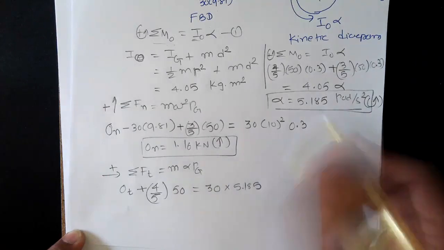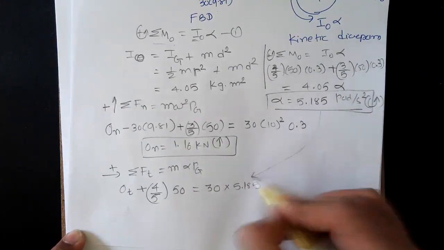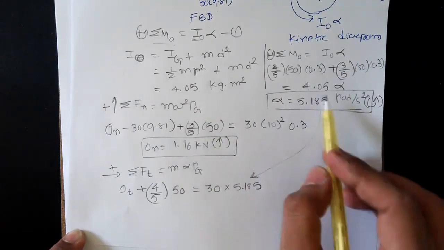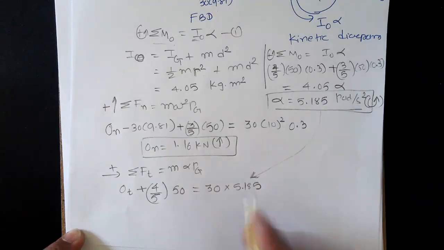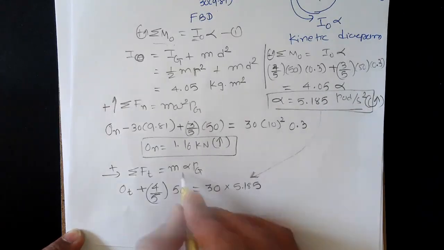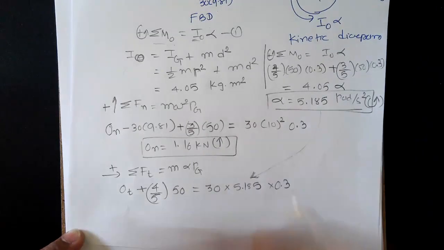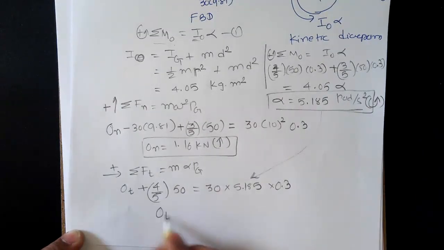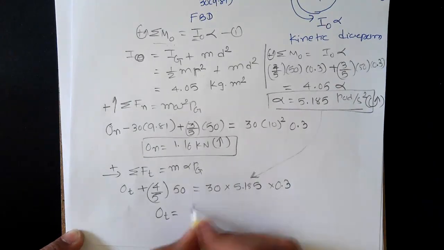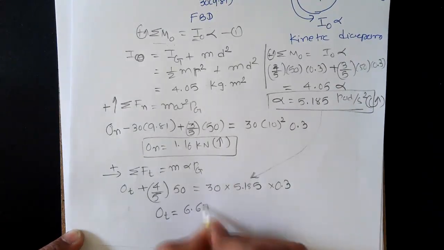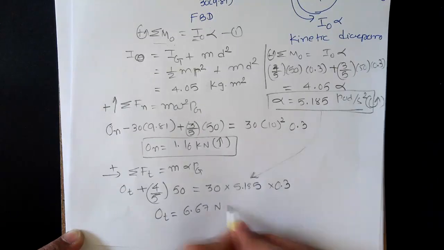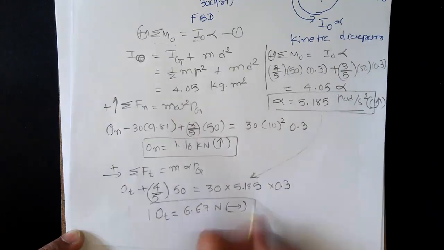See, this is the same acceleration that we have calculated. That's why I told you to solve this equation first. Otherwise, you can't proceed further, because you wouldn't know the angular acceleration. Multiplied by the radius of the disk, 0.3. You solve this equation, you get Ot is equal to 6.67 newtons, and it's going right. And that's our third unknown.